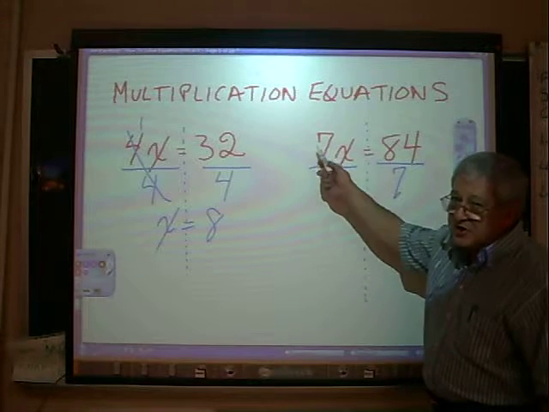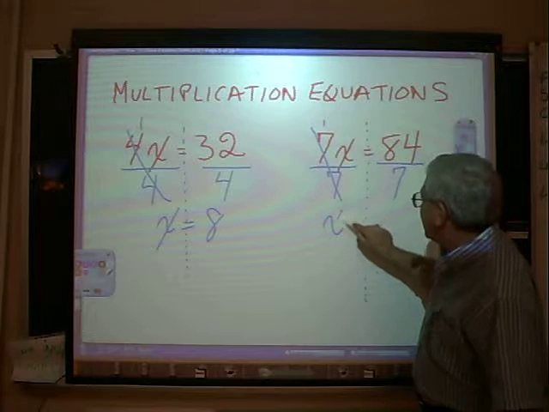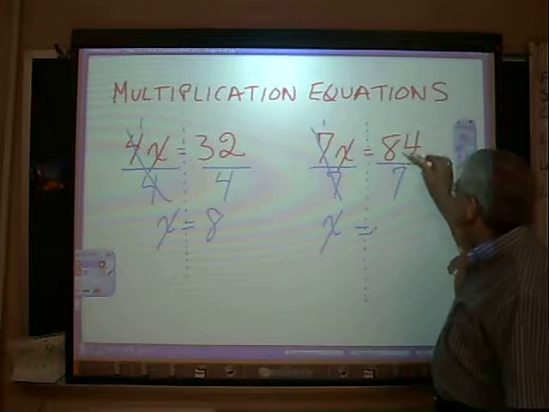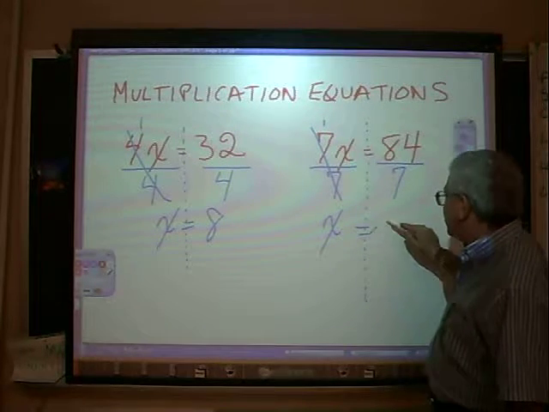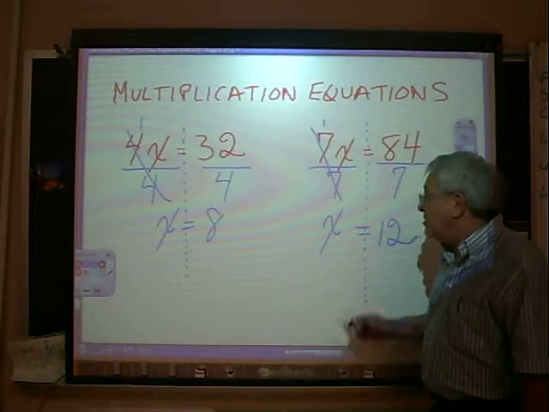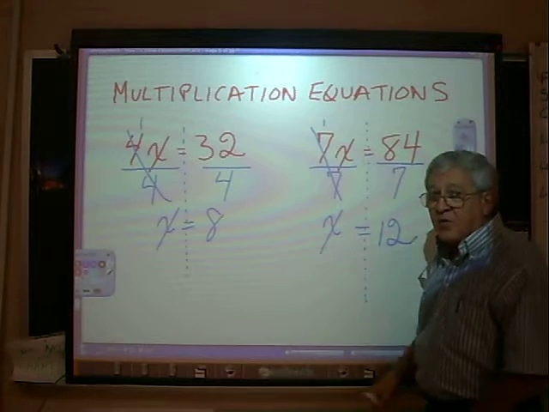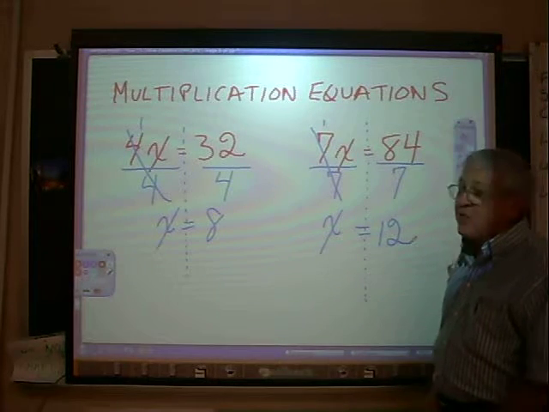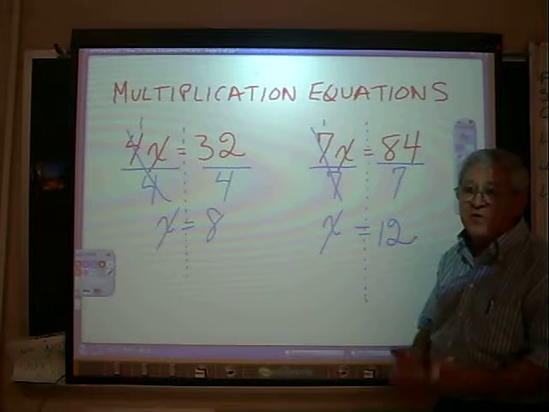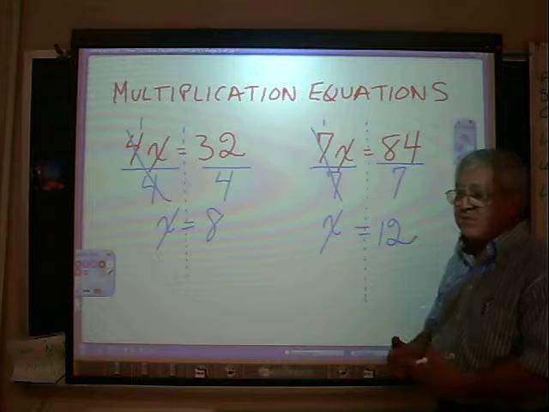And again, 7 into 7 is 1. That's why I picked it. So I have 1x. All I ever wanted is 1x. 84 divided by 7 is, well, 12, of course. Now I check my work. If x is 12, 7 times 12 is indeed 84. Now, that's a typical multiplication equation. We solve every multiplication equation by doing the opposite operation, which is division.